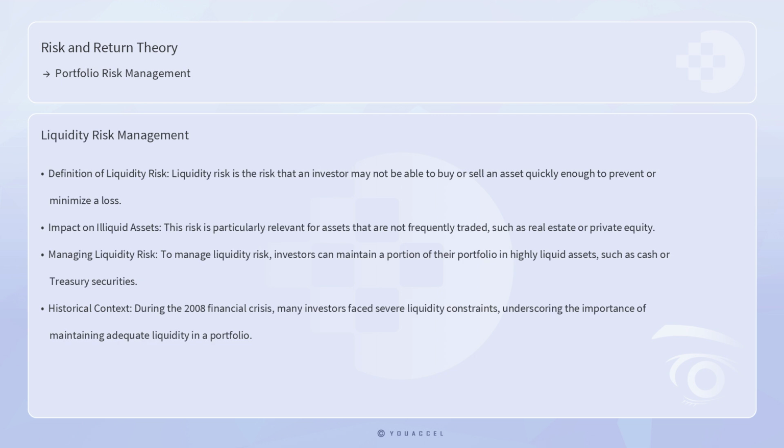Liquidity risk is the risk that an investor may not be able to buy or sell an asset quickly enough to prevent or minimize a loss. This risk is particularly relevant for assets that are not frequently traded, such as real estate or private equity. To manage liquidity risk, investors can maintain a portion of their portfolio in highly liquid assets, such as cash or treasury securities, and avoid overconcentration in illiquid investments.